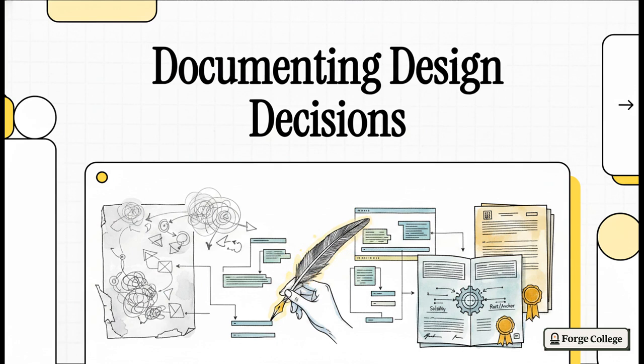Today, we're taking those scribbles and we are turning them into formal, official engineering patents. We're going to lock in those design decisions so that anyone, anywhere, can read your blueprints and understand exactly how and why you built your code the way you did.